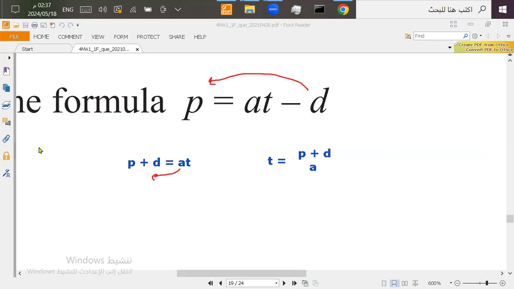Focus on the steps of changing the subject because they are very important. So first step we did, we took the negative d here, we made a positive d, and then we took the a because it's multiplied, we took it by dividing, and we end up with the right answer. Now let's move on to the next question.